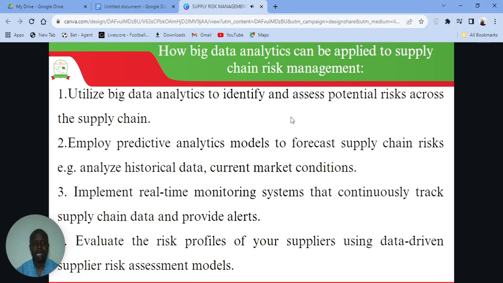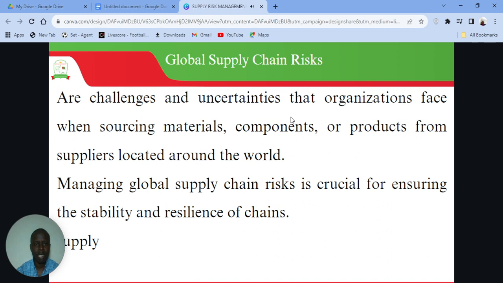So using data analytics, we can be able to analyze various historical data. It could be supply data. We also have current market conditions. Number three, we can be able to implement real-time monitoring systems that continually track supply chain data and provide alerts. And finally, using big data analytics, we can be able to evaluate risk profiles of your suppliers. Remember, this is simply embracing technology within our supply chain activities.